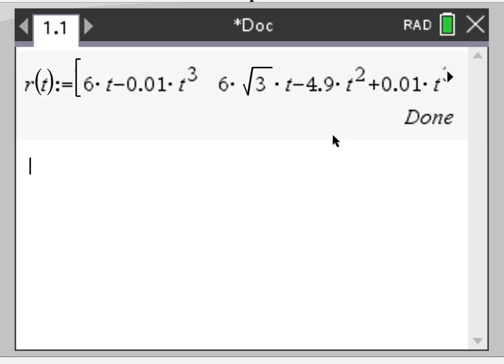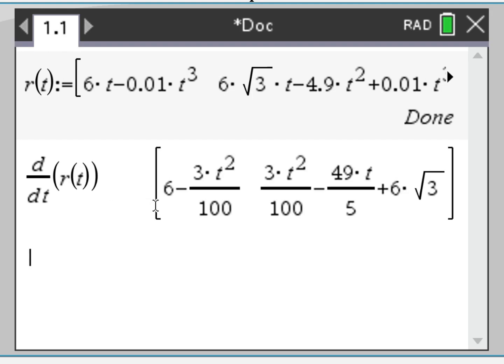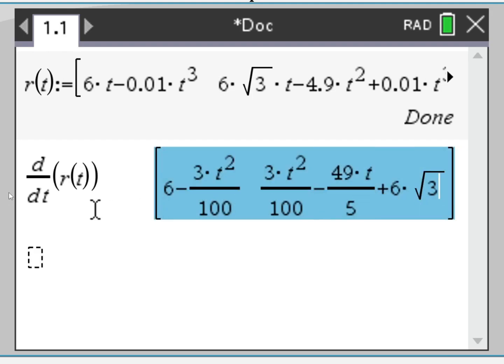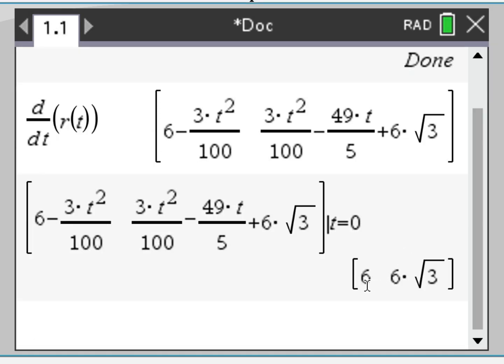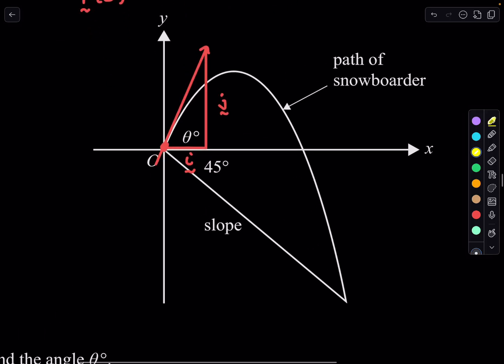Enter. So I'm going to derive it so I can get r dot, in terms of t, of course. This is my velocity basically. And remember we want to let t equal 0. Here is my x component and here's my y component. So the x component is 6 units, and the j component here would be 6 root 3.